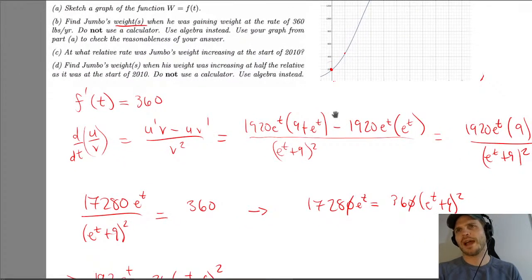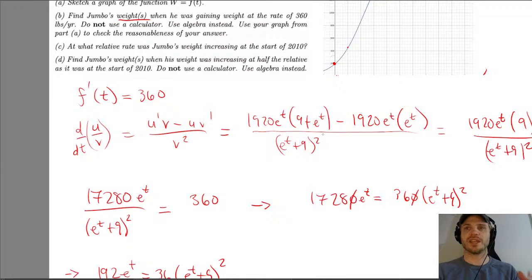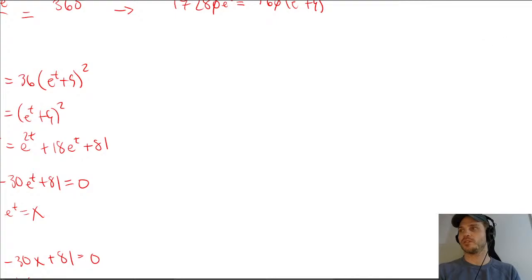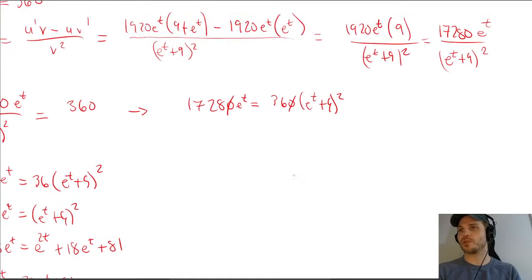Okay. At what relative rate was Jumbo's weight increasing at the start of 2010? So this is essentially asking us to evaluate the weight function, or the rate of change of the weight function, the derivative, at 0. And you have to recognize, since t starts at this year, at the start of that year, t is equal to 0. So I'm going to change the color so I don't have to scroll around here like a maniac. So this is part C.